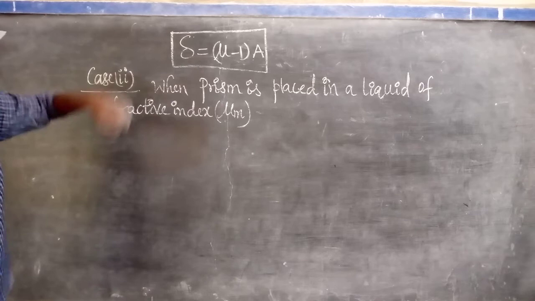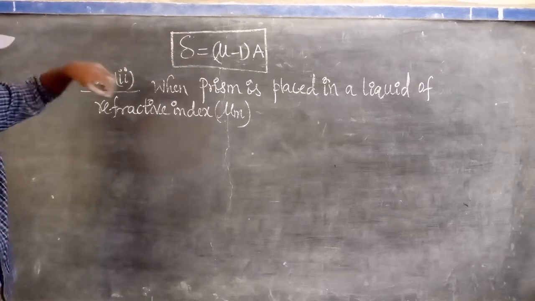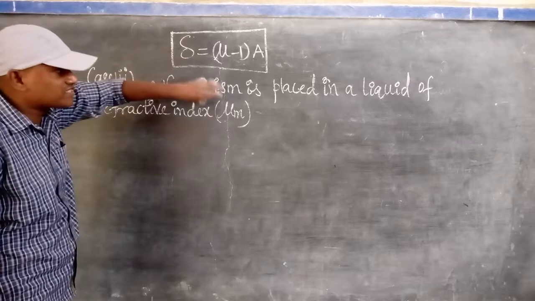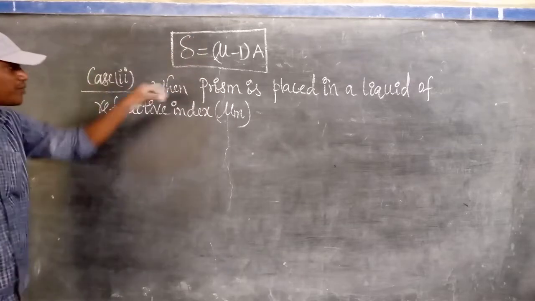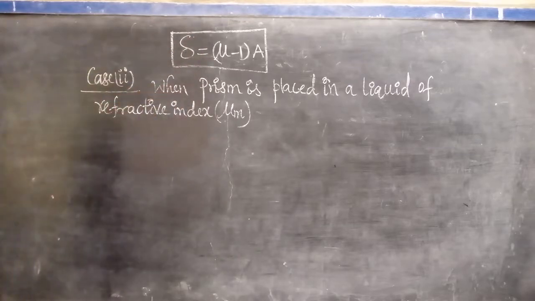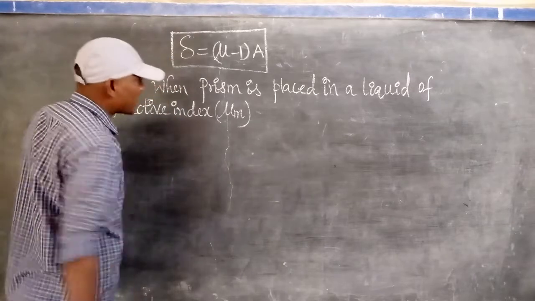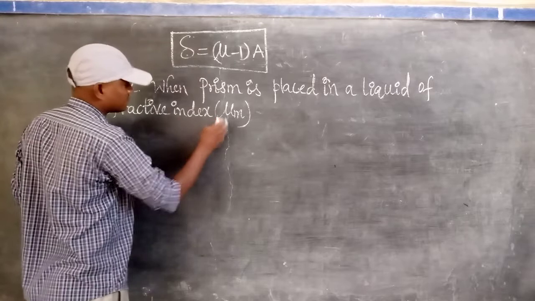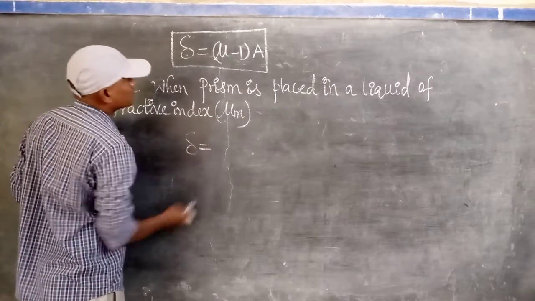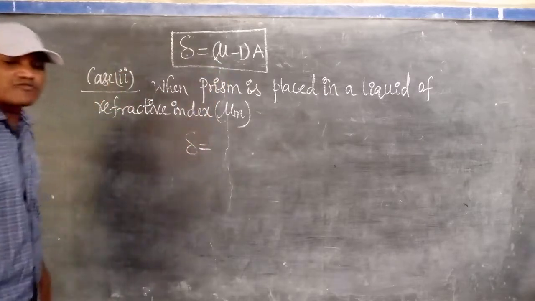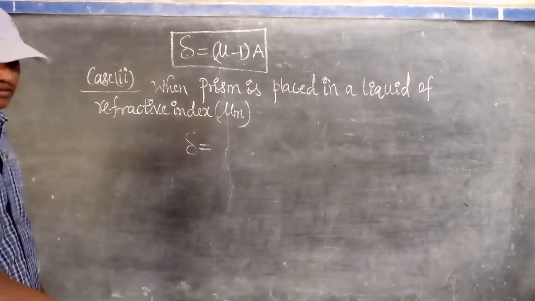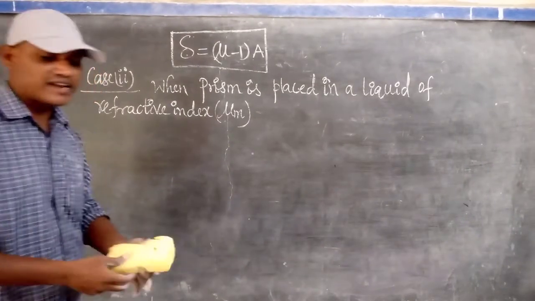Listen very carefully. The deviation angle produced by a small angle prism is this one. But when the prism is placed in a liquid of refractive index mu, at that time, what is the deviation angle produced by the prism? From this one you can write mu r. What is the meaning of mu r? Mu is the relative refractive index. For this one, what can you write?